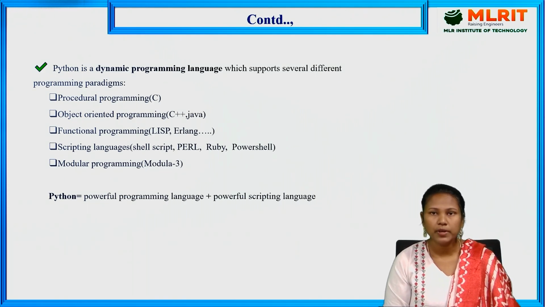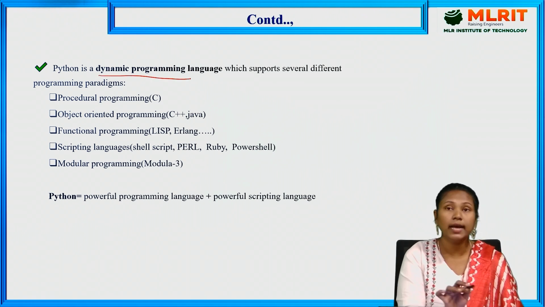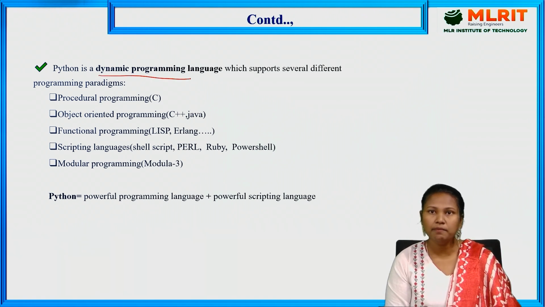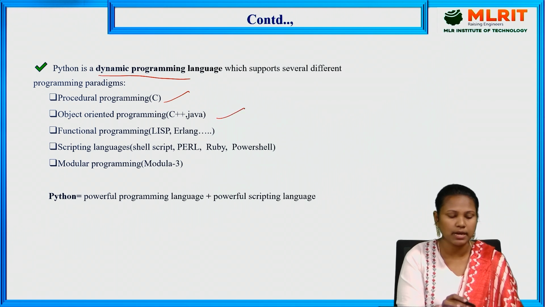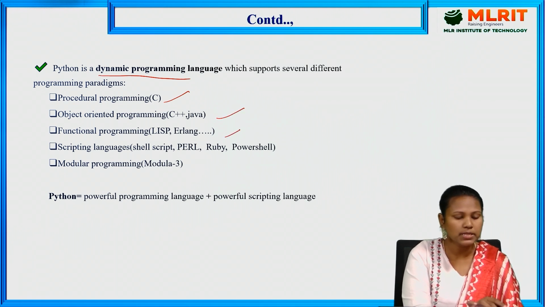Now we are talking about another meaning of Python. Python has another definition. Python is a dynamic programming language. Why are we calling it a dynamic programming language? It supports all the other programming languages also. It supports C language, C++, Java and Lisp, Erlang. Lisp and Erlang come under functional programming.